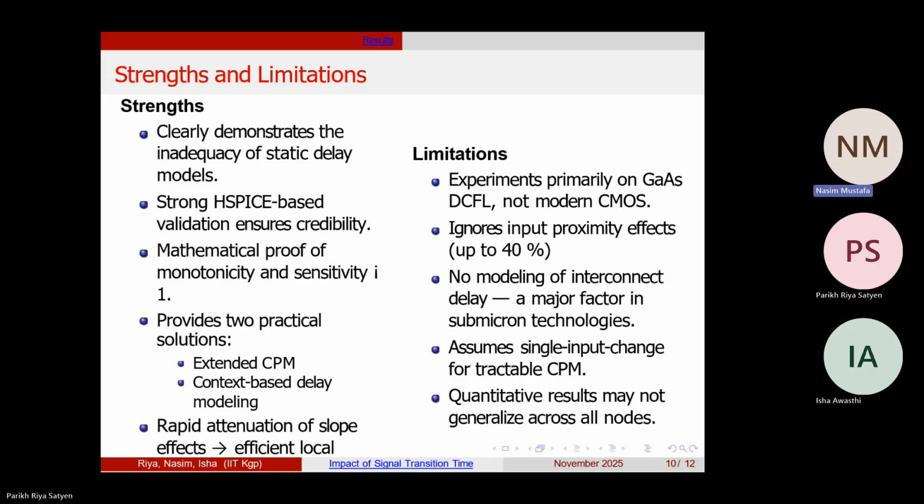First of all, these experiments were done on gallium arsenide direct coupled FET logic technology, which is older and very different from today's deep submicron CMOS transistors. So the behavior they observed and the exact delay numbers may not directly match what we would see in modern silicon. Secondly, the study didn't include the interconnect delays. In modern technologies, wiring delay can sometimes dominate gate delay, so ignoring it limits how directly we can apply the results to real chips. And finally, input proximity effects have not been considered. That is the case where multiple inputs switch close together in time, which can significantly affect delay.